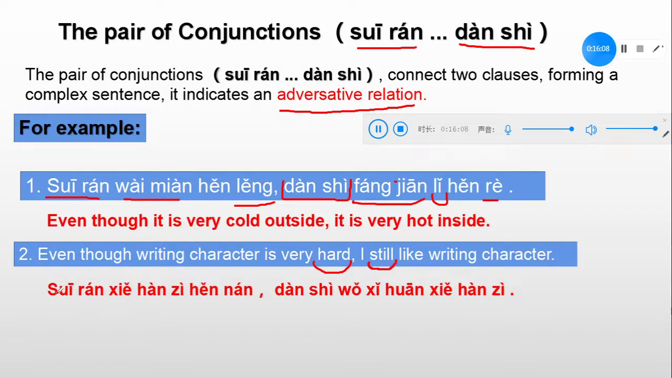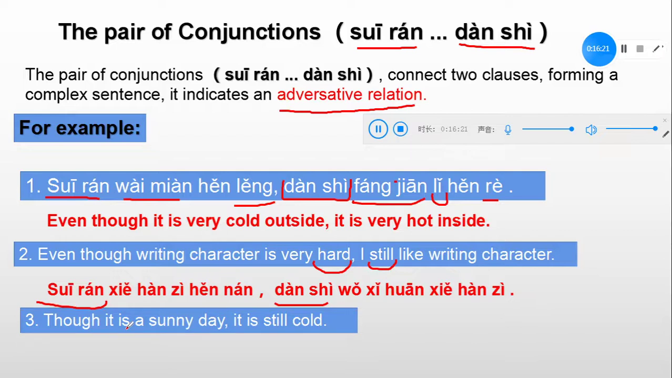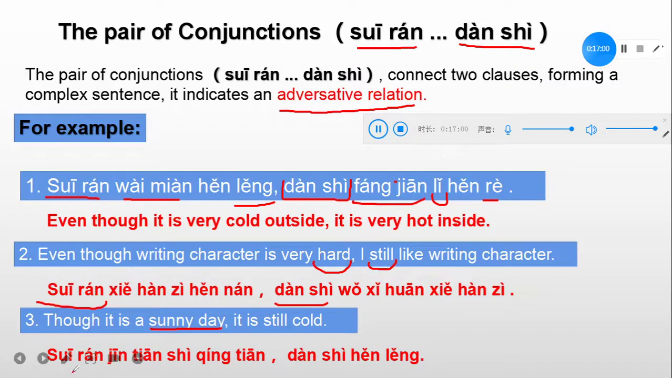That means even though writing characters is very hard, I still like writing characters. See, 虽然 should be put at the beginning of the first clause, 但是 at the beginning of the second clause. Okay, the last example, you try to make this sentence by yourself: though it is a sunny day, it is still cold. I hope you remember this phrase, sunny day. I showed you this one in the previous class. Sunny day we say 晴天. Though it is a sunny day, 虽然是晴天 or 虽然今天是晴天. It is still cold, 还是冷 or 还是很冷. So 虽然今天是晴天，但是很冷. Though it is a sunny day, it is still cold.